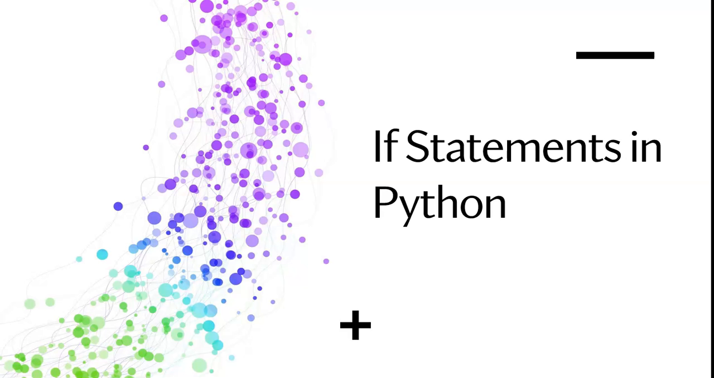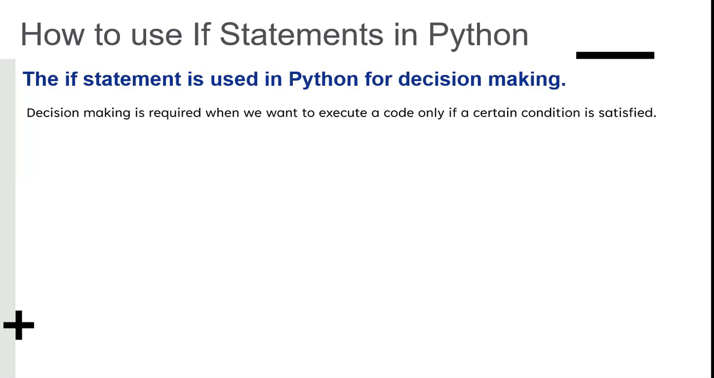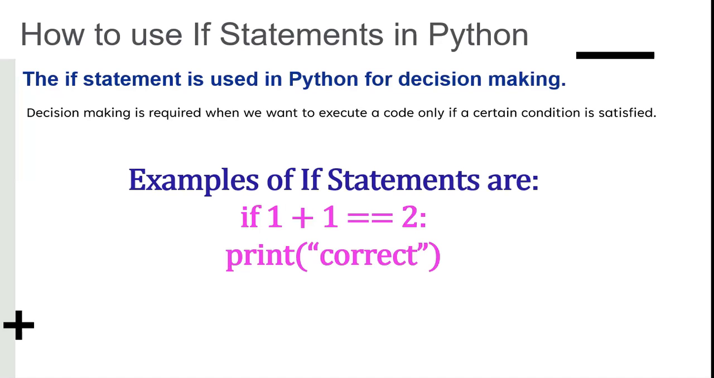If statements in Python. How to use if statements in Python. The if statement is used in Python for decision making. Decision making is required when we want to execute a code only if a certain condition is satisfied. An example of an if statement: if 1 plus 1 is equal to 2, the program has to print correct.